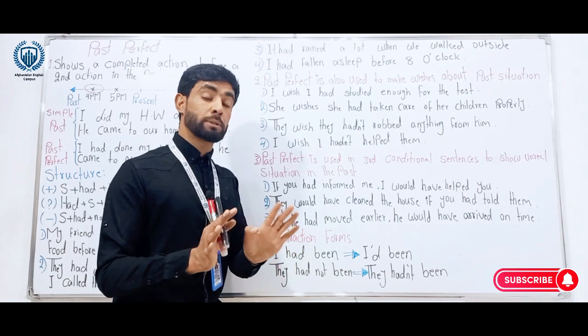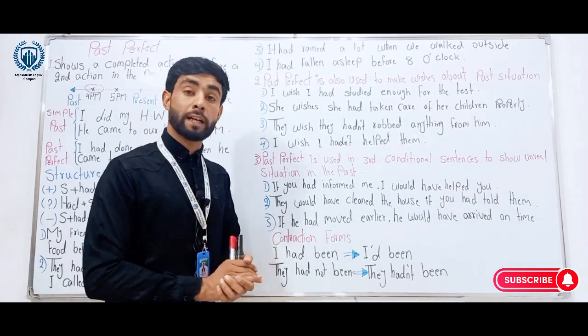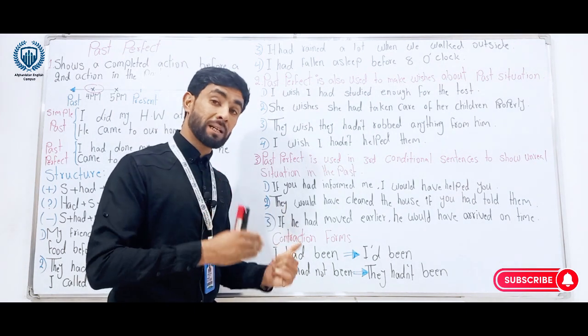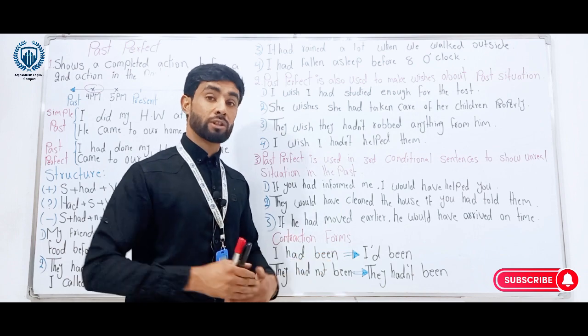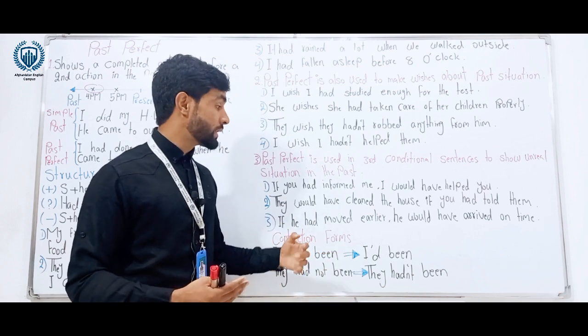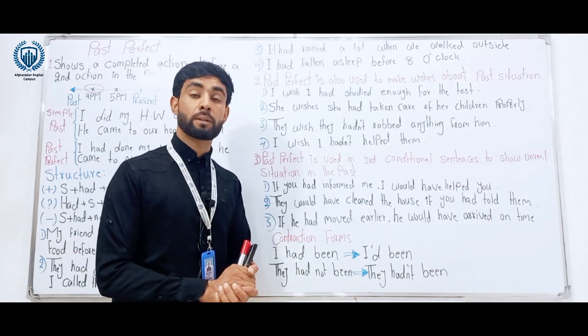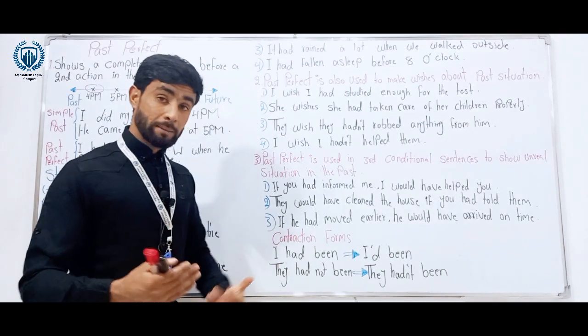Now we cannot bring any change about it. If he had moved earlier, he would have arrived on time. It's a past situation which is unreal and we cannot change it. So this is also called third conditional sentence. In the third conditional sentences, we always use the past perfect and present perfect. So come to the next part.